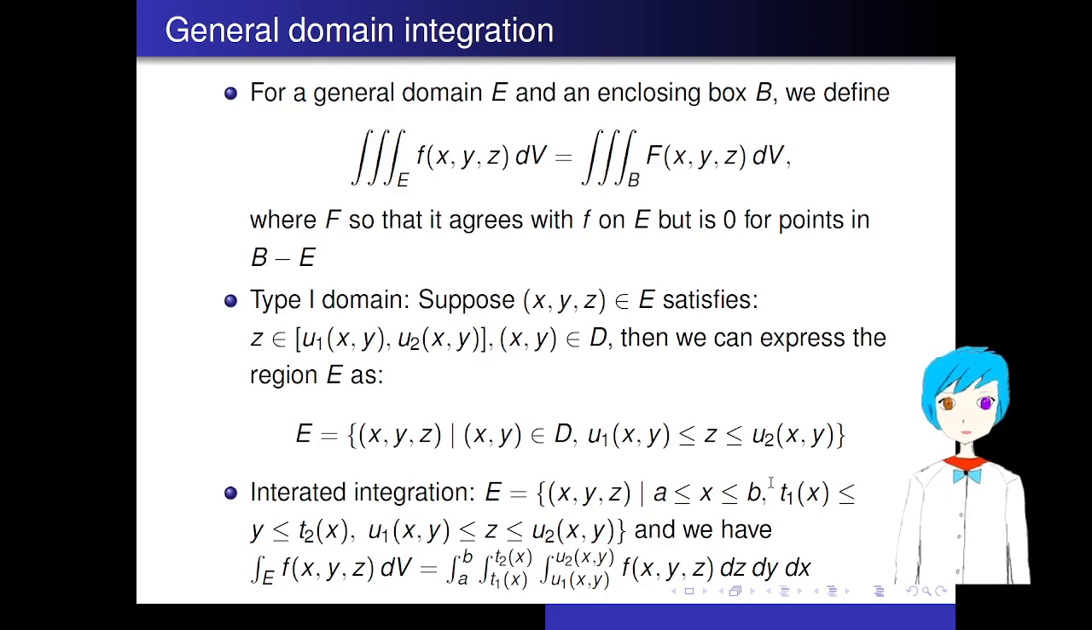We first integrate over x from a to b, and then for y, because D is a type 1 domain in the plane, the range of y is t1(x) to t2(x), and then given x and y, the range of z is u1(x,y) to u2(x,y). And the integrand is f(x,y,z), so we convert the triple integration into the iterated integration. And this is how we generally calculate the triple integration in practice.